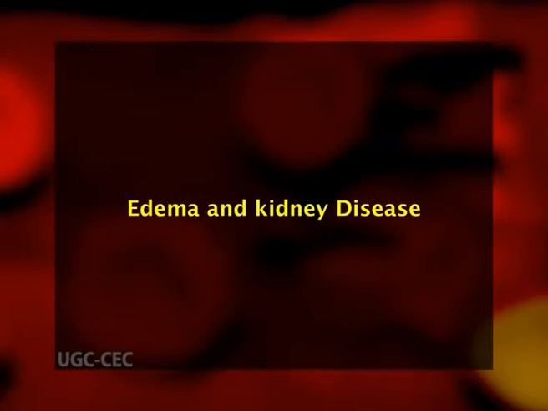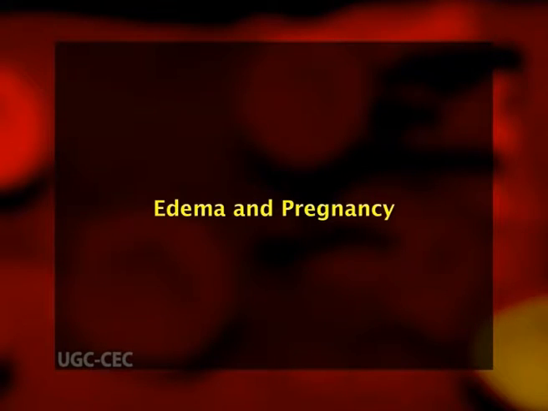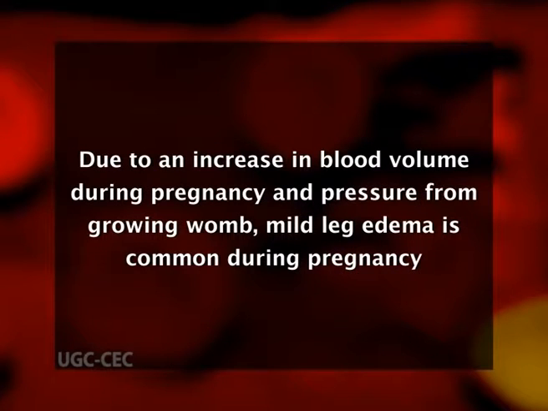leg edema. Number 7th is edema and kidney disease. A kidney condition called nephrotic syndrome can result in severe leg edema and sometimes whole body edema. Number 8 is edema and pregnancy. Due to an increase in blood volume during pregnancy and pressure from the growing womb, mild leg edema is common during pregnancy. Number 9 is cerebral edema, that is brain edema.